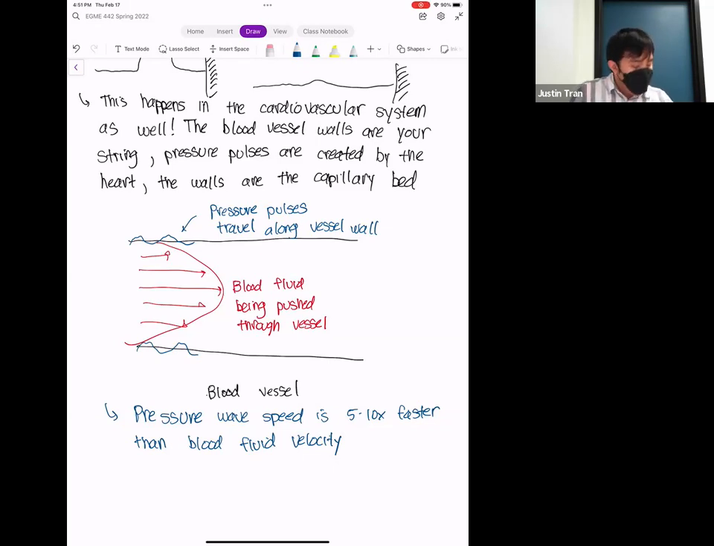This is a direct consequence of the fact that our blood vessels are flexible structures, and they're not rigid. Any questions on this so far?